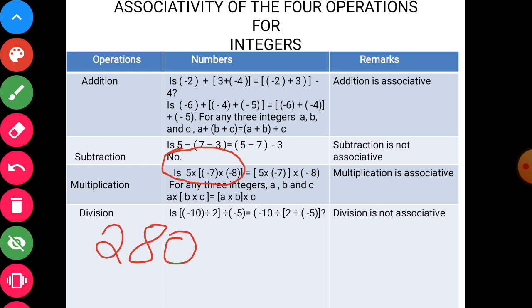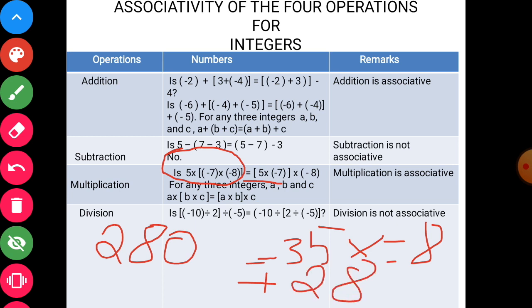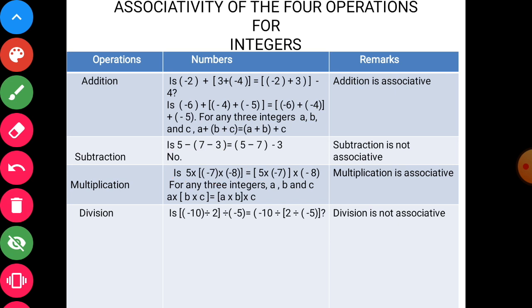Okay. Next, 5 into minus 7. This you have to simplify first. That is minus 35 into minus 8. Here minus into minus, plus you will get. 35 into 8, 280 you will get. Okay. So your remark is multiplication is associative.